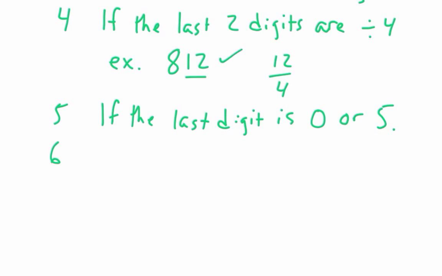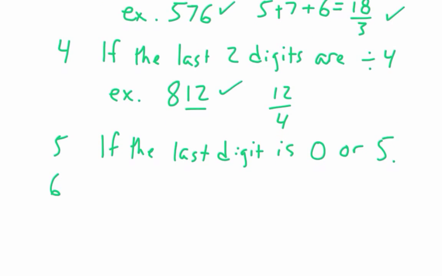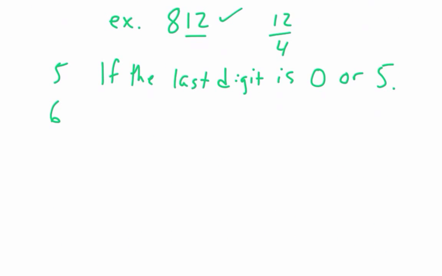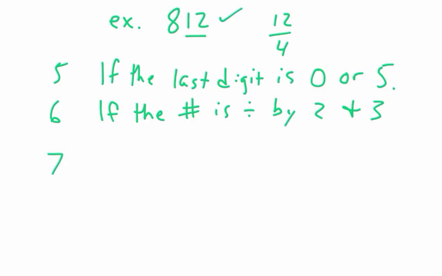6. Do you agree 6 is divisible by 2 and by 3? Yes. So you can use these 2 rules for the 6. If something's even, it's divisible by 2. And if you can add up the digits and have that evenly divisible by 3, then you know it's also divisible by 6. So for 6, I'm going to write, if the number is divisible by 2 and 3. Just flip to the rules above. Oops, 7. We don't have a good rule for 7.